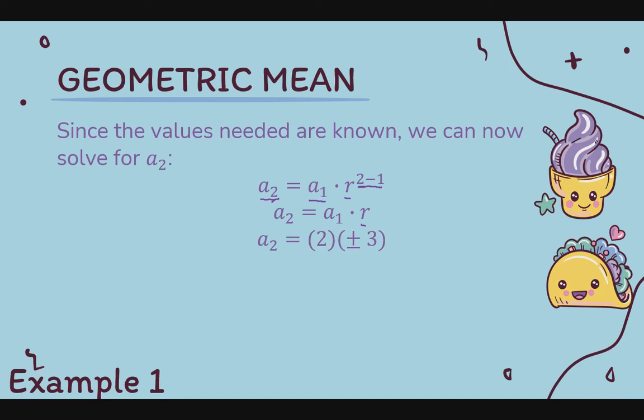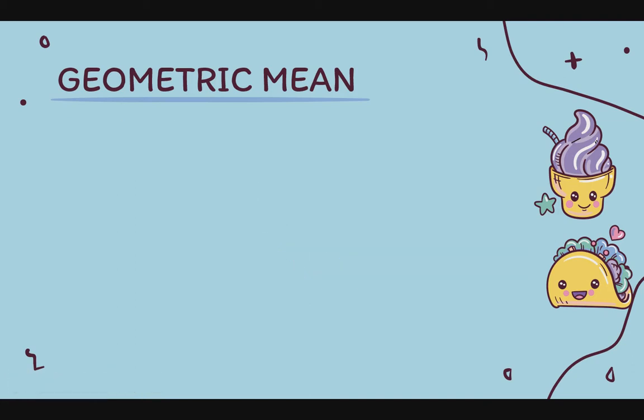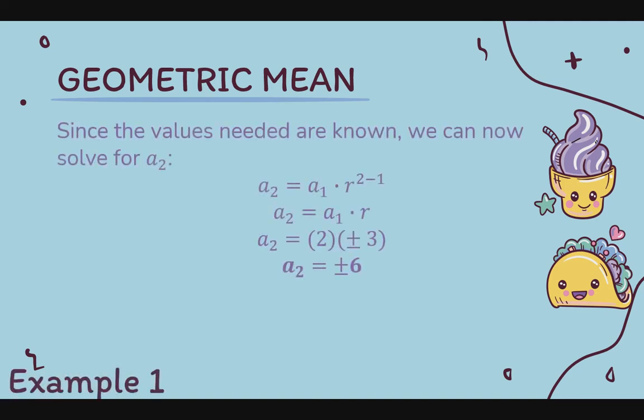Ngayon, ang value ng ating a sub 1 ay 2. Ang value naman ng ating r ay positive or negative 3. Ngayon, kapag minultiply mo yan, ang maaaring value ng ating a sub 2 ay positive or negative 6. So, okay. So, anong magiging itsura ng ating geometric sequence? Magiging 2, positive 6, and 18. At pwede ding 2, negative 6, 18.